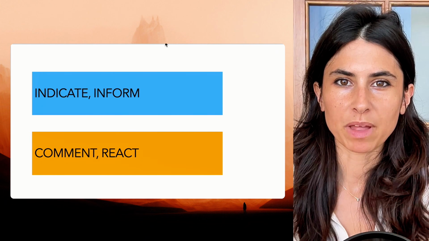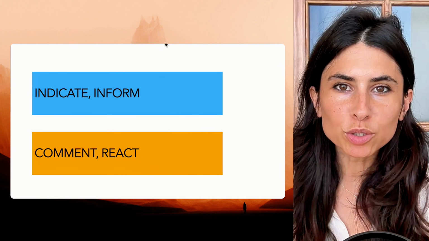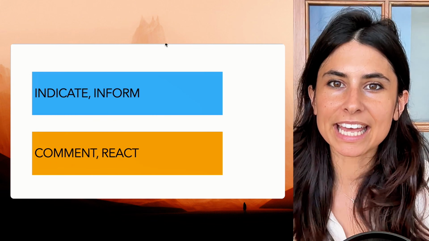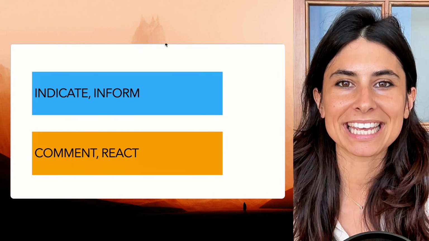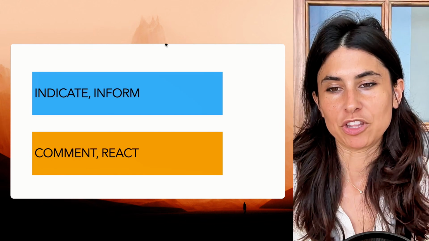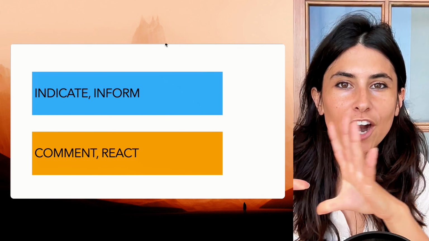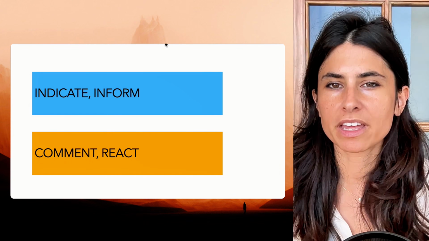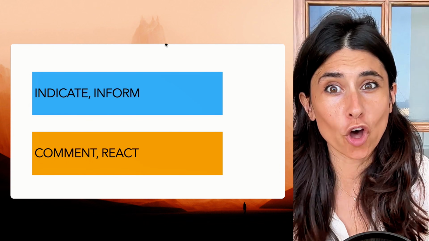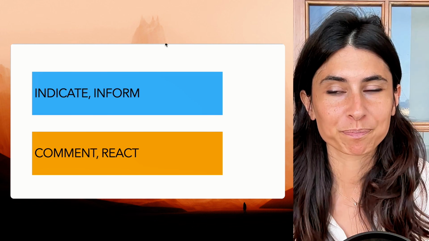Okay, let's see it. Right, I'm gonna show you the sentences in blue are the ones that indicate and inform, the ones in indicativo. And the sentence in the orange box are the sentences that comment on something, react on something, but not indicate, not inform.